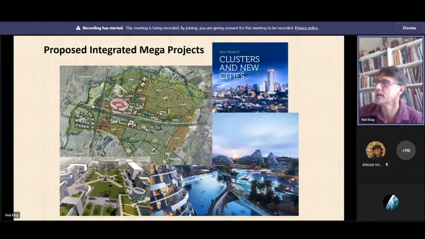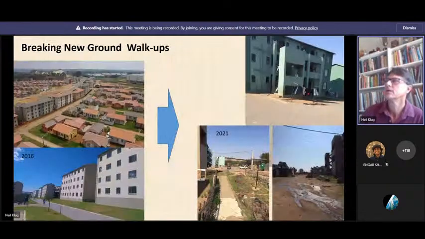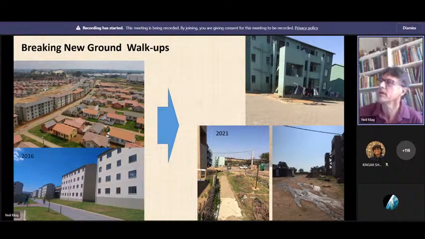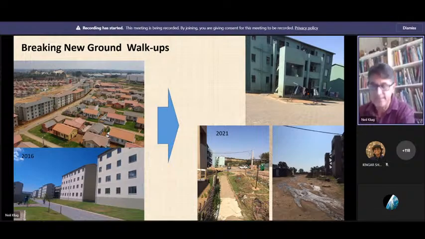What has emerged, what they call mega projects, is simply RDP projects assembled together in one large area, and then they have made greater attempts to put in integrated services, more schools, things like that. They call them mega projects. Another more recent approach is under Breaking New Ground, something called Breaking New Ground walk-up. It's basically taking people from informal settlements and giving them, if they qualify as South African citizens and earn below the amount provided earlier, below 17,000 rupees, a unit in a four-story walk-up.